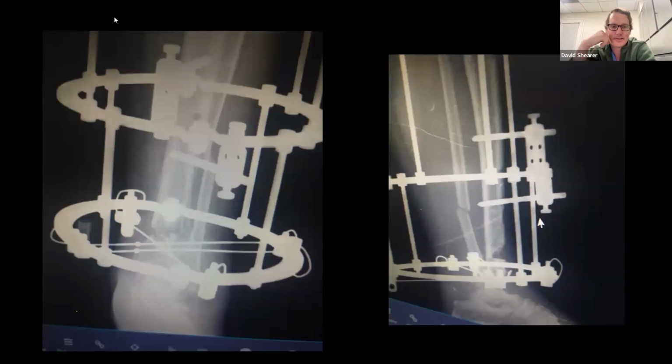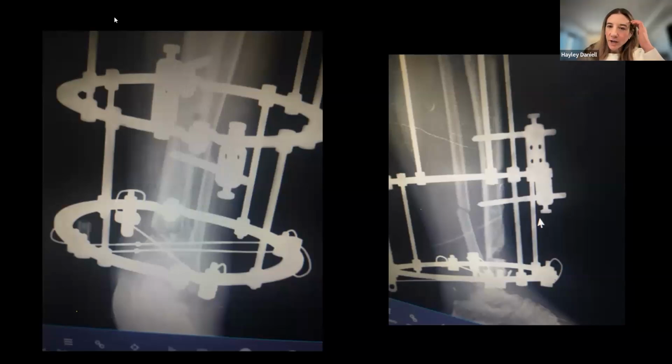And then it's always nice if you can to just loosen those nuts a little bit and dynamize the frame, and let them weight bear a little bit before you start taking the frame off, because it's a lot easier to keep them in the frame a little longer than it is to reapply the frame afterward. And then also, if you're in doubt, keeping them casted after you remove is another option to try to prevent collapse. But yeah, these are hard cases, but it's great work.